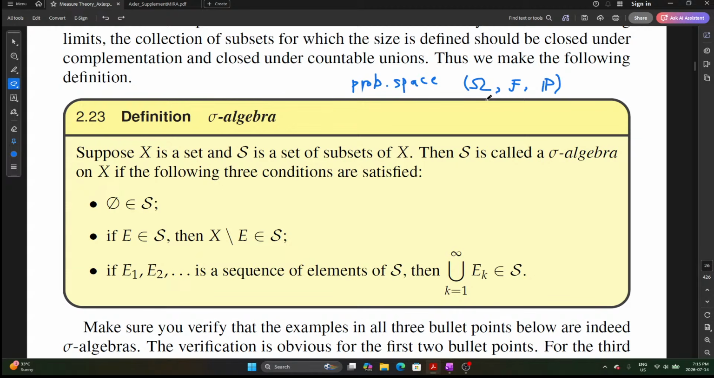Here, because now we're dealing with rigorous measure theory, we have this notion of sigma algebra. So a sigma algebra in probability theory is called a collection of events. Every set in F is called an event. It is the set of events, all the events that we consider.